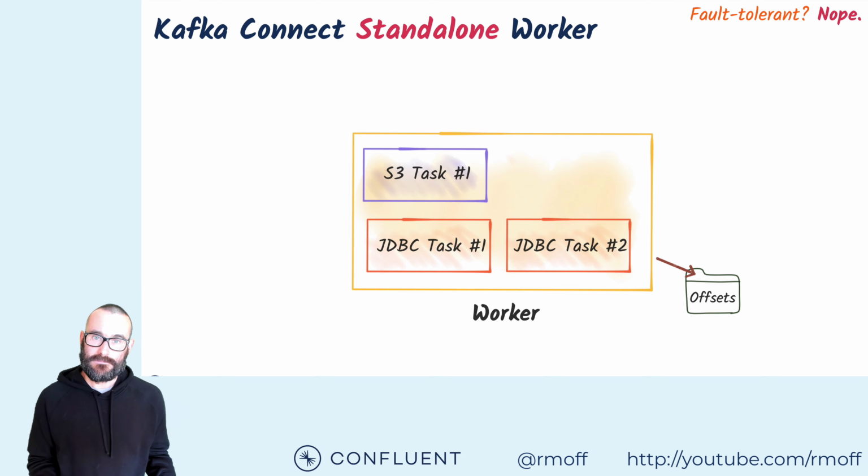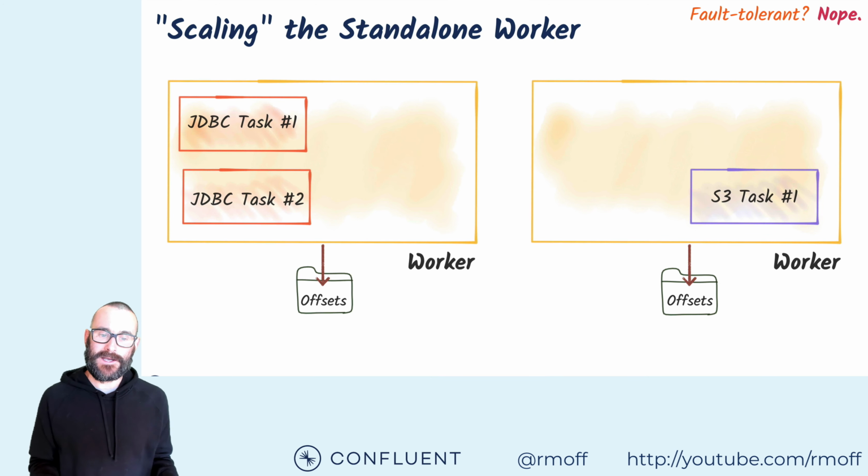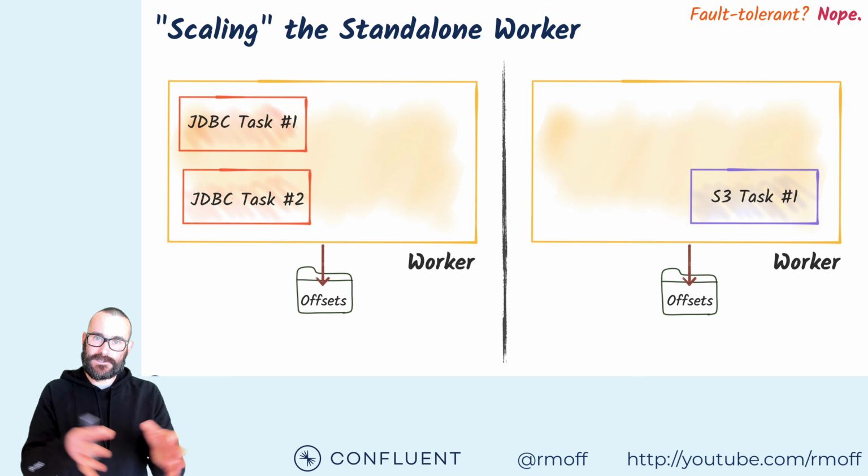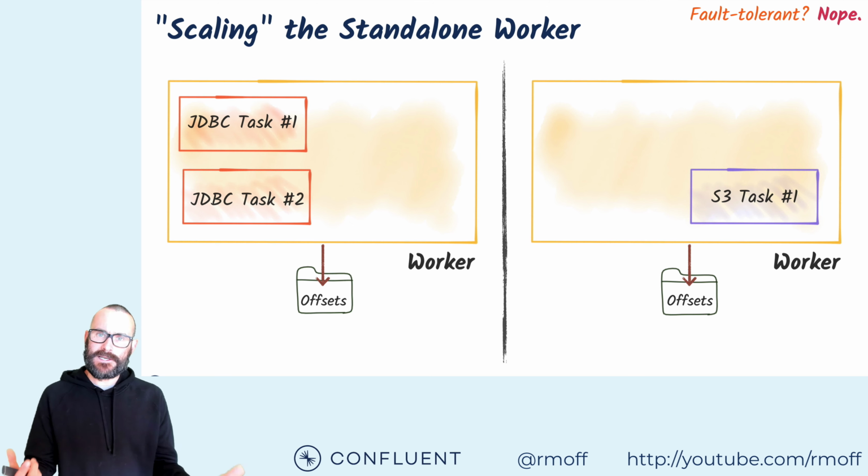It's not scalable. So if you want to add in additional capacity, you have to set up a separate worker and you have to partition your connectors across them. So in this example here, we've got the JDBC source connector. It's got 2 tasks running within it. If you need to scale that ingest, you can't because you have one worker running one connector. That's as low down as you can go.